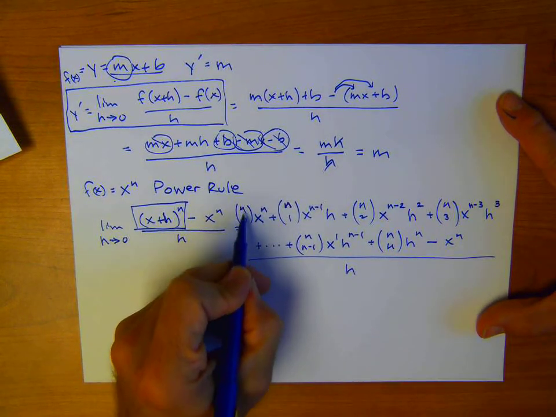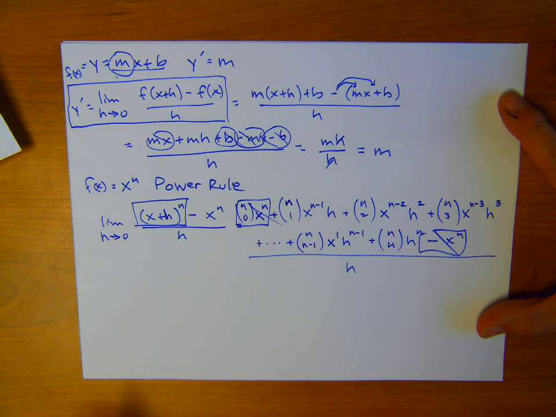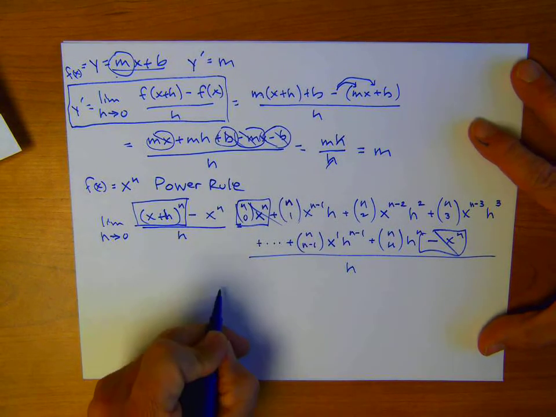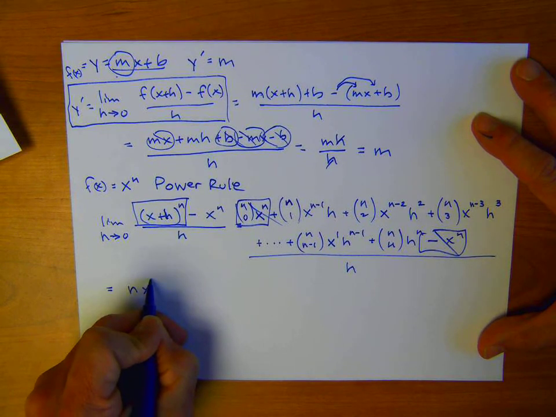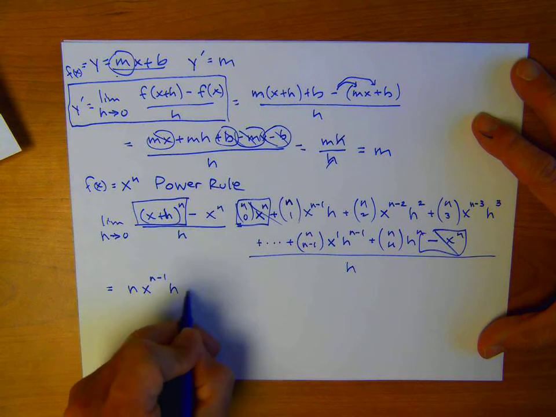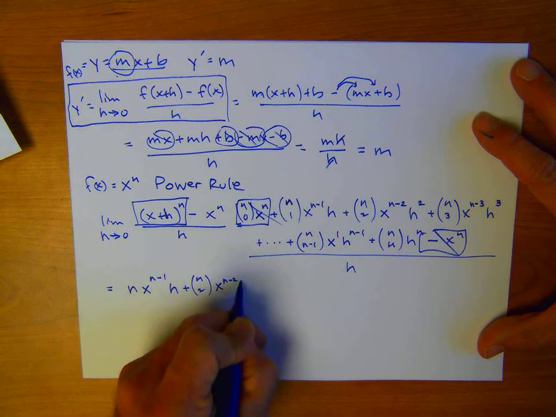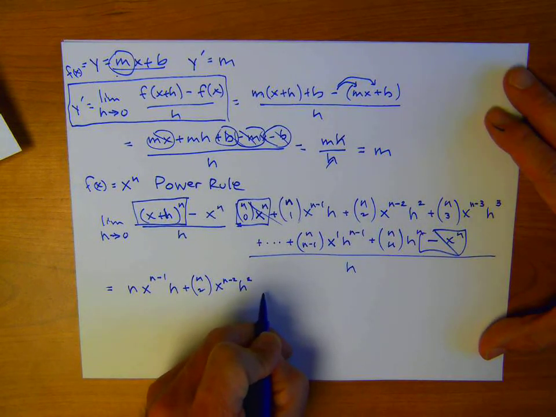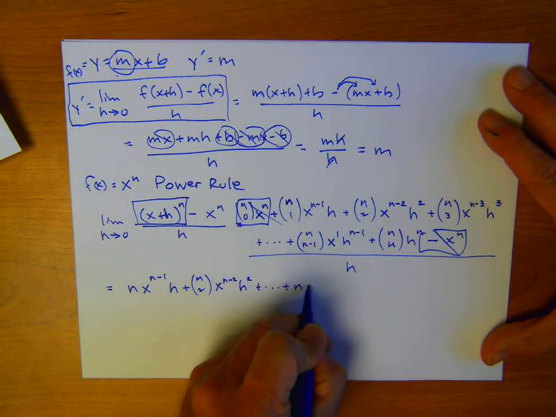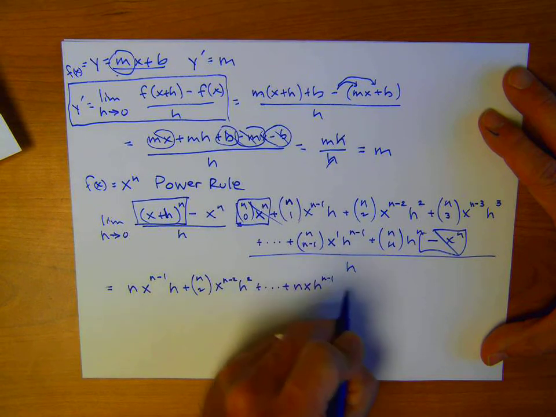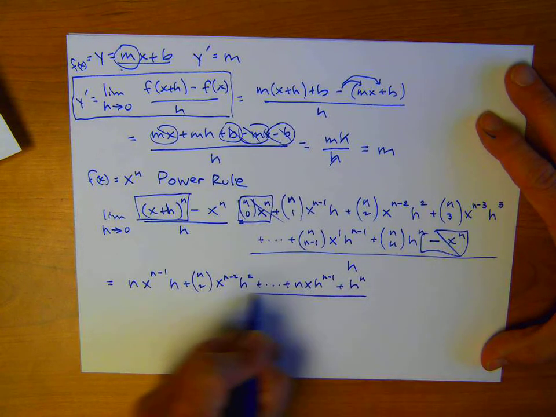Alright, so what can we do here? Well, like I said, n choose 0 is 1, so this is x to the n, and this is minus x to the n, so those are gone. n choose 1 is n, and that's important, so I'm going to write that one down. That's n times x to the n minus 1 times h, plus all this other stuff. n choose 2, x to the n minus 2, h squared, plus, we keep on adding these terms. This actually is also n, so that's n, x, h to the n minus 1, and finally plus n choose n is 1, and that's just h to the n, over h.